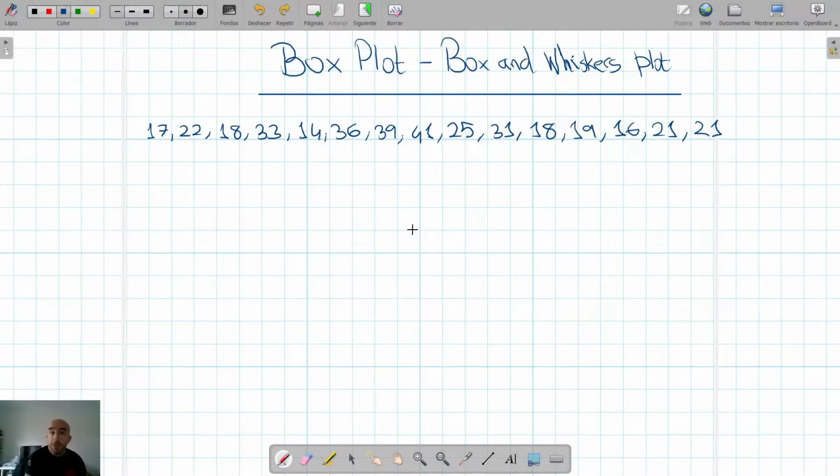Hello, today we're going to study the box plot or the Box and Whiskers plot. It's known by both names. So the first thing we're going to do is learn how to draw them.